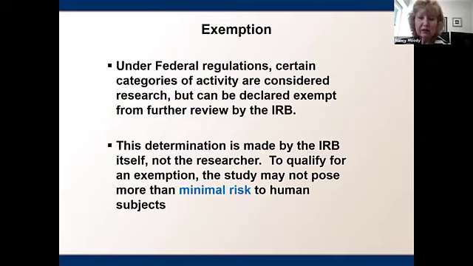Send us an email, we'll lead you through the application, and you can get it submitted and get an answer whether it's human subjects research or exempt research within just a few days.